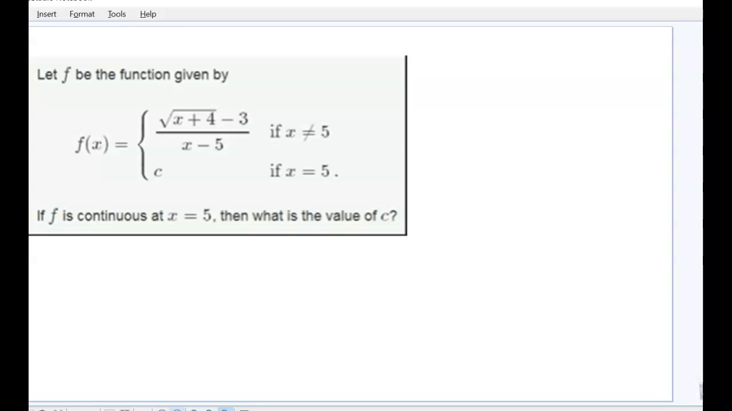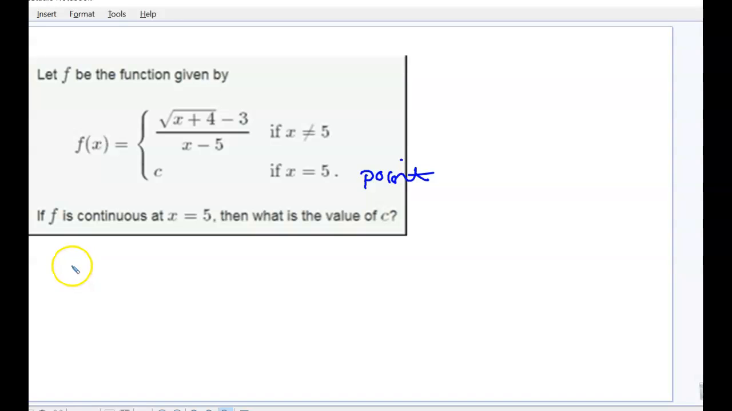Okay, let f be the function given by this piecewise function. If f is continuous at x equals 5, then what is the value of c? Okay, again, if we look at this function, it behaves like the top function if x doesn't equal 5, and it behaves like the constant if x is 5. So this down here is simply a point. And remember our definition of continuity. There has to be a value of the function at 5, and the value of the function at 5 has to equal the limit of the function at 5.